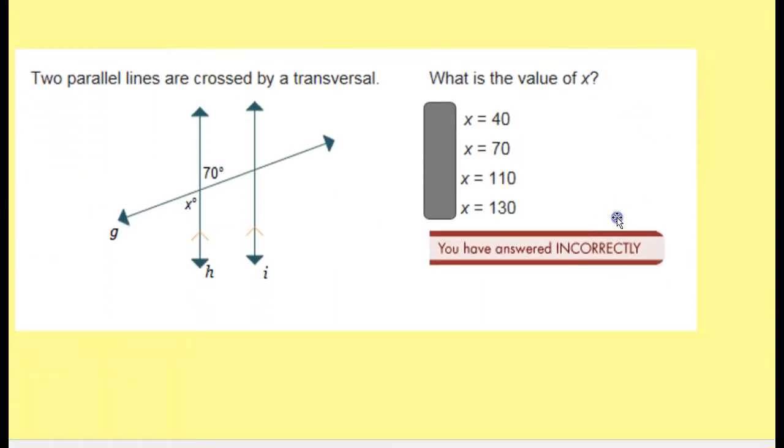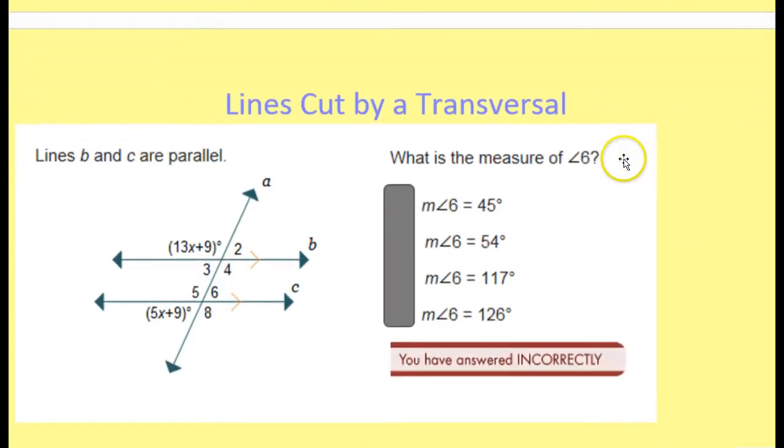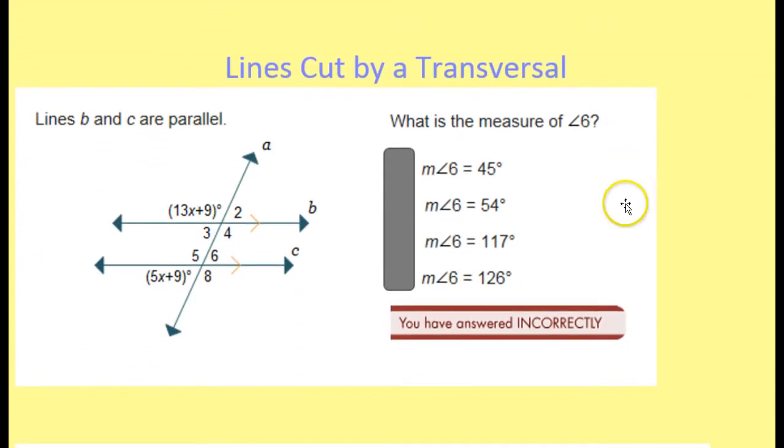Two parallel lines cut by a transversal. What is the value of x? Well, we see that x is an acute angle, and 70 is an acute angle. All the acute angles in this picture are the same. So x is 70. So the answer is that right there. Crazy easy. Okay, this is going to be a short video, I can see now.